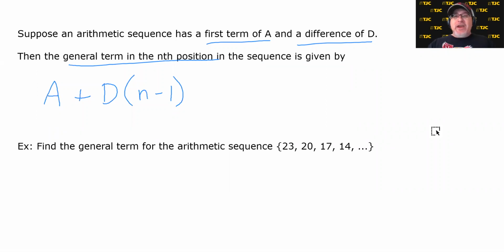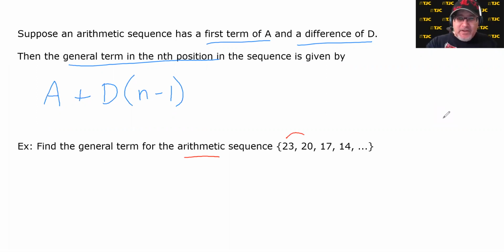Find the general term for the arithmetic sequence 23, 20, 17, 14, and so on. Now, you might be thinking, wait a minute, this one doesn't look the same because the numbers are going down instead of going up. But remember, what makes a sequence arithmetic is that the difference between one term and the term prior to it is always the same.